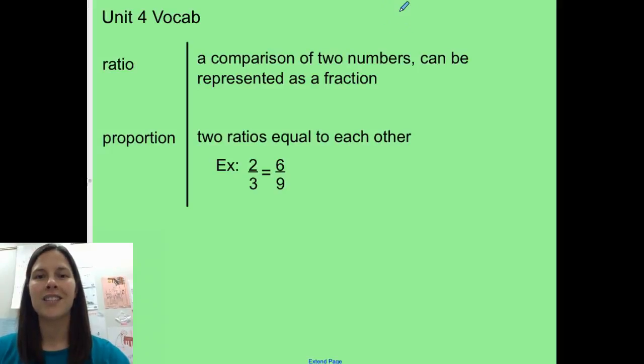Now we're going to get into solving what are called proportions. In order to create a proportion, you need ratios. A ratio is essentially a fraction. It's a comparison of two numbers. A proportion is when two ratios are equal to each other. An example of a proportion you should be familiar with is 2/3 equals 6/9. Of course, 2/3 is the simplified version of that fraction.